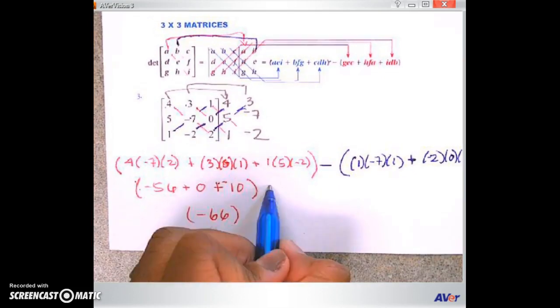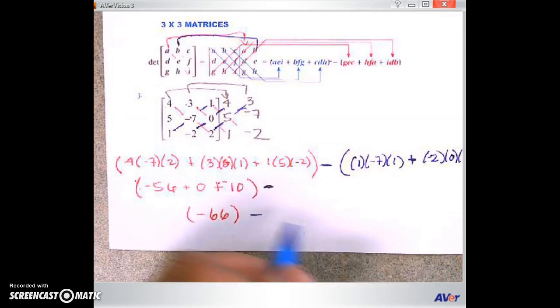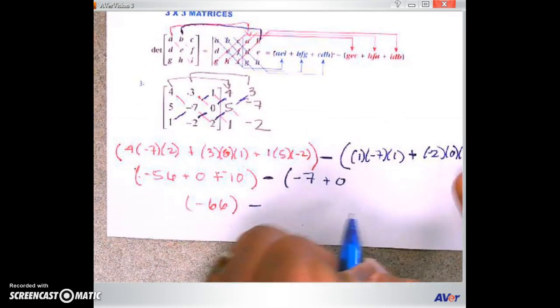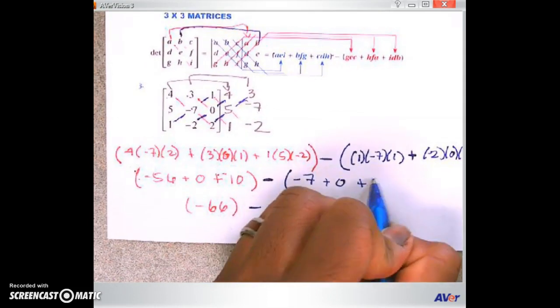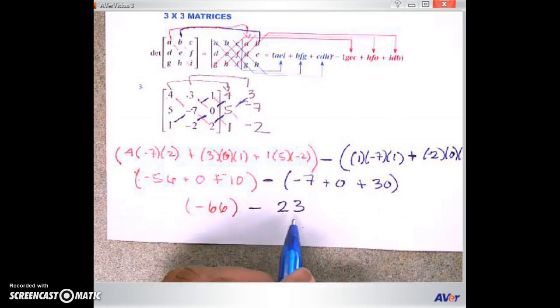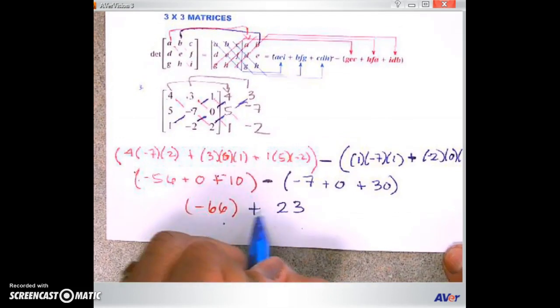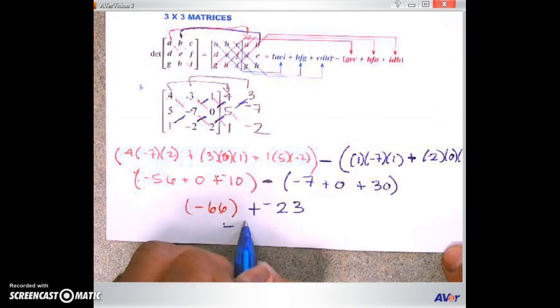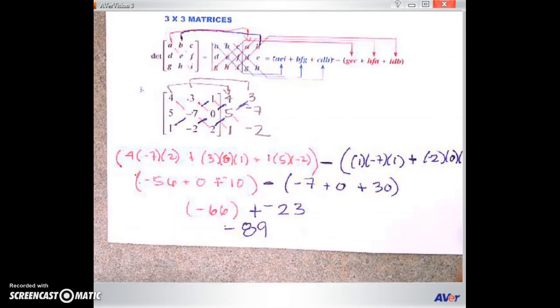And then in my blues for the other ones, this would be negative 7 plus 0, love the 0 term, plus 30. And then when I add these terms, I get negative 23, or minus 23. And then when I combine these, I can add the opposite. Negative 66 plus a negative 23 gives me negative 89.